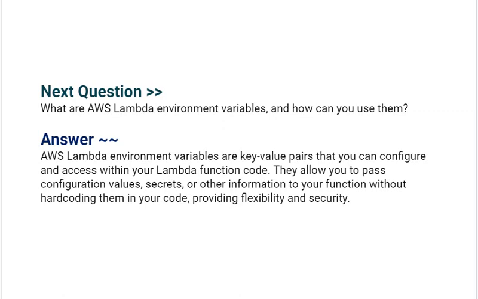Our next interview question is: what are AWS Lambda environment variables and how can you use them? Your answer should be AWS Lambda environment variables are key value pairs that you can configure and access within your Lambda function code. They allow you to pass configuration values, secrets, or other information to your function without hard coding them in your code, providing flexibility and security.